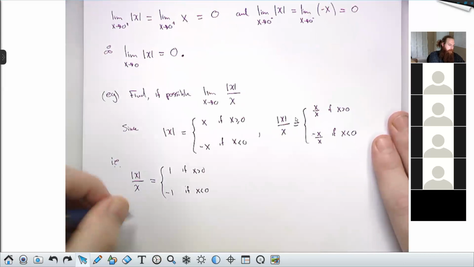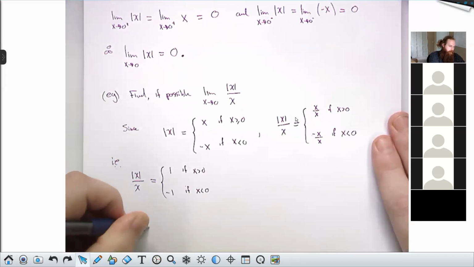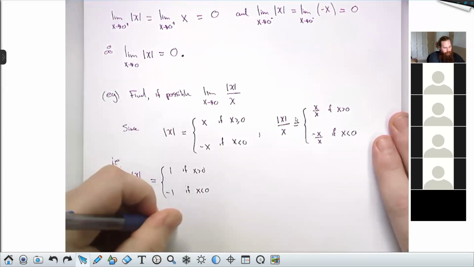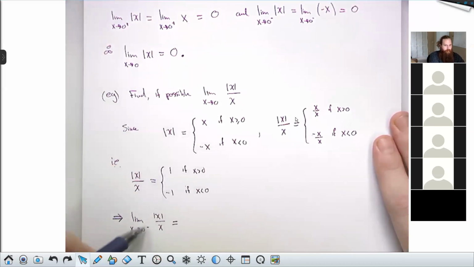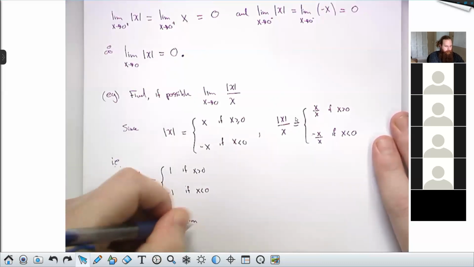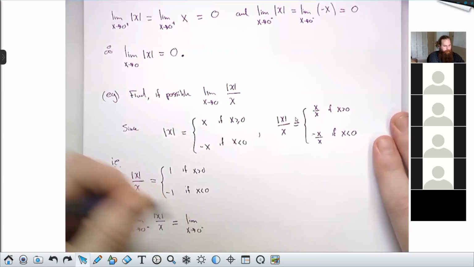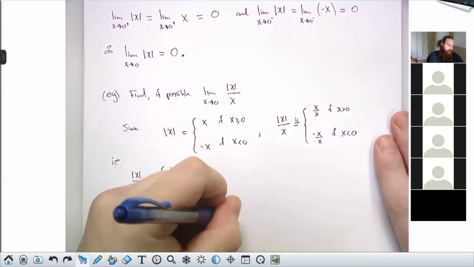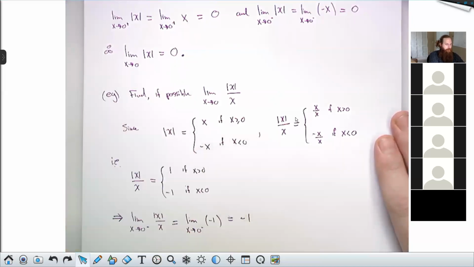So this implies that the limit as x approaches 0 from the left of absolute x over x. Again, I'm thinking of x's which are just a little bit to the left of 0. I'm thinking of x's which are slightly negative, so I'll be using this piece. And that is the limit as x approaches 0 from the left of the constant function negative 1. The limit of a constant is always that constant.